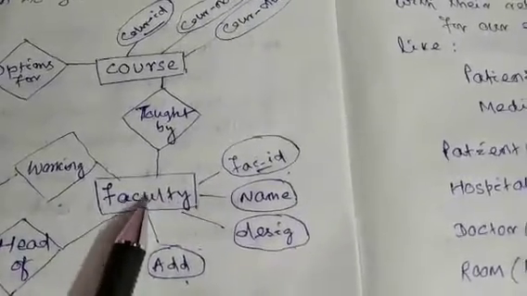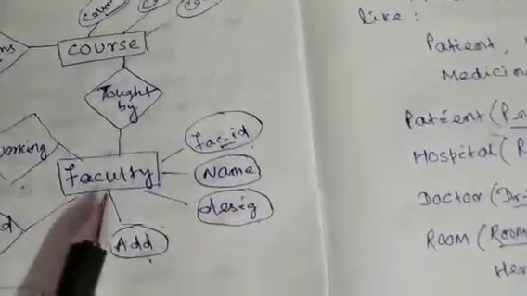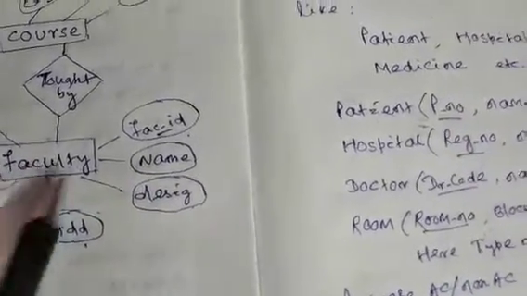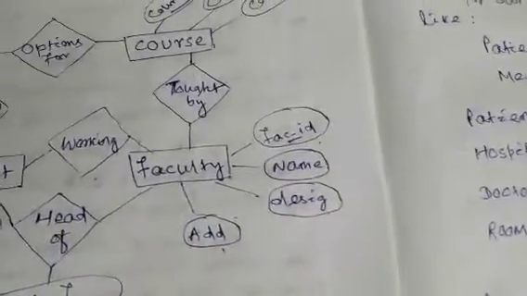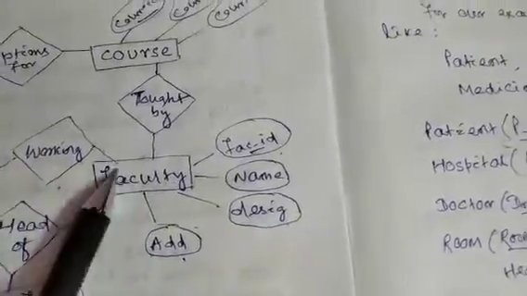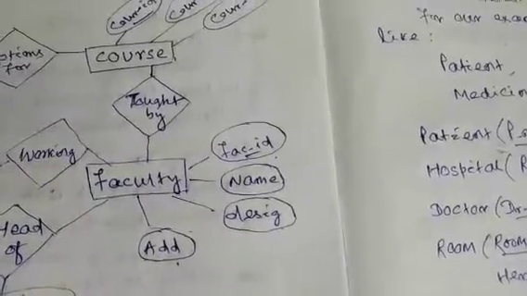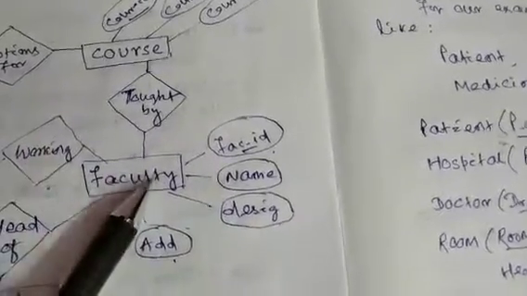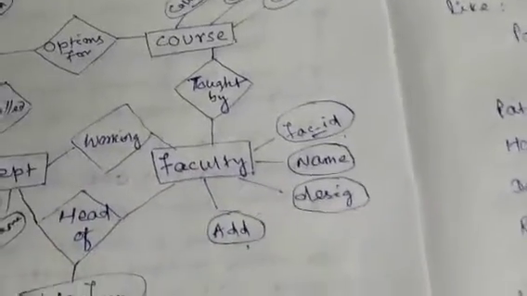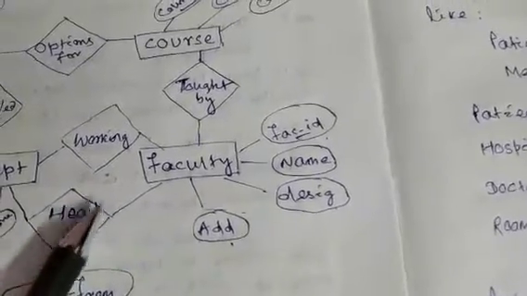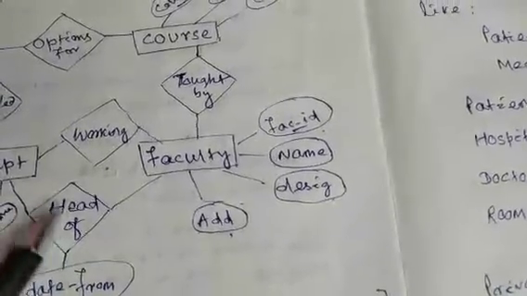Between the faculty members and the department, the relation will be working, where a faculty member has attributes like faculty ID, name, designation and address. The relation between department and faculty is working. It will be a one-to-many relationship because in a department there are a number of faculty members. Another relationship may be established, like head of department, and a faculty member must be the head of a department.